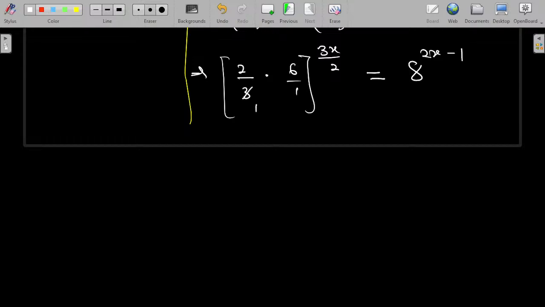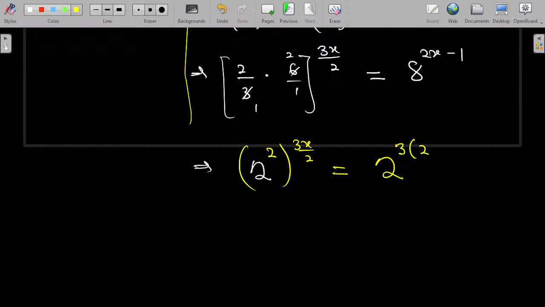3 will cancel 6 here to give you 2. So you just have 2 times 2, which is 4. And 4 is the same thing as 2 raised to the power of 2. Okay? And everything is raised to the power of 3x over 2. So at this time, I can now move my 8 to the base of 2, and that will give me 2 to the power of 3. That 3 will multiply the existing power, which is 2x minus 1.